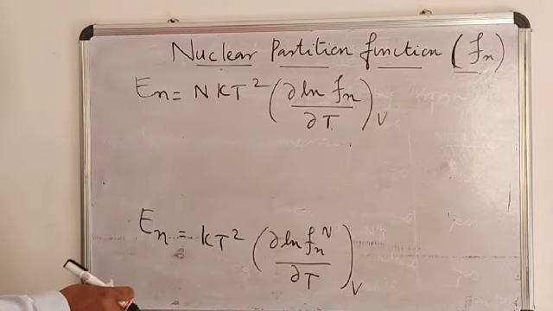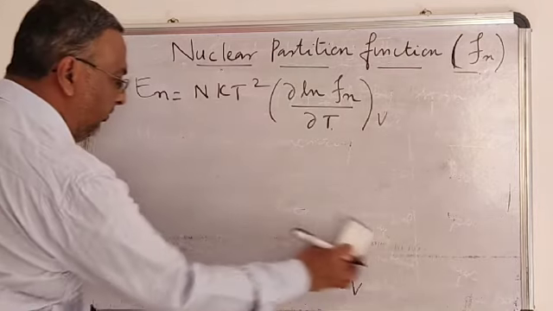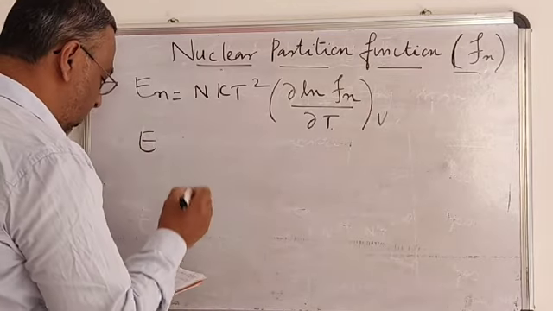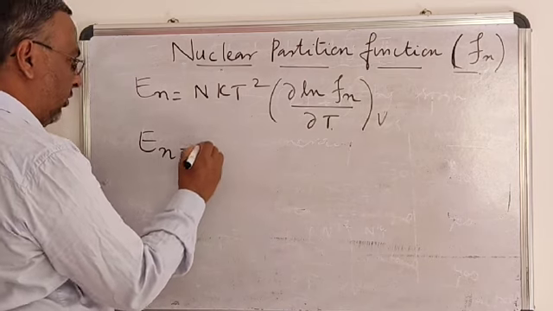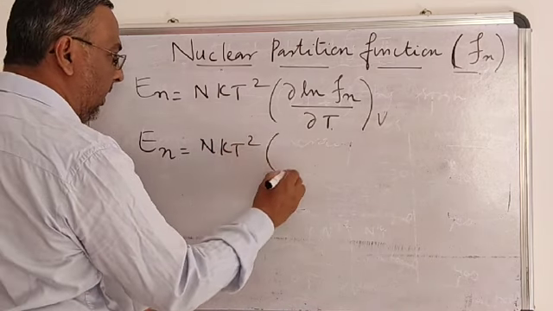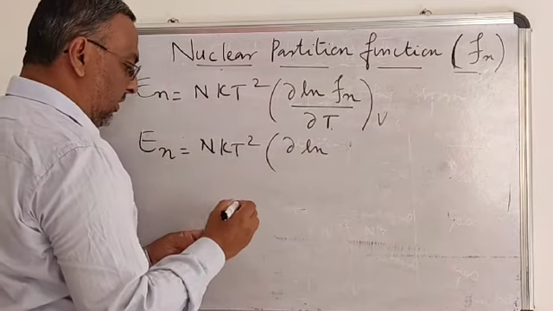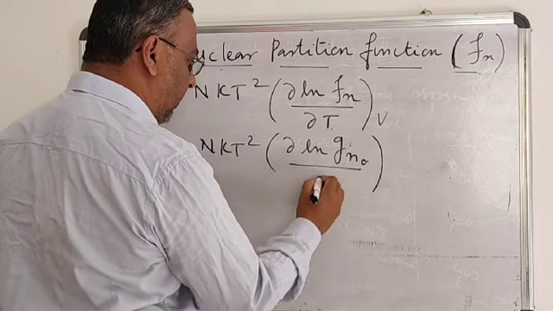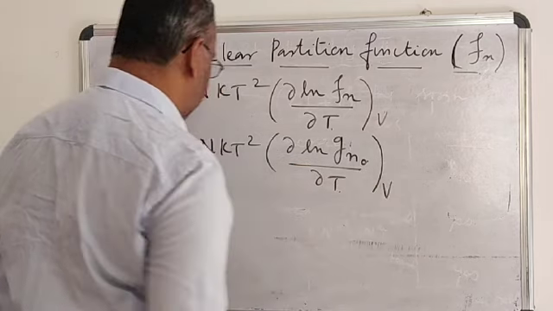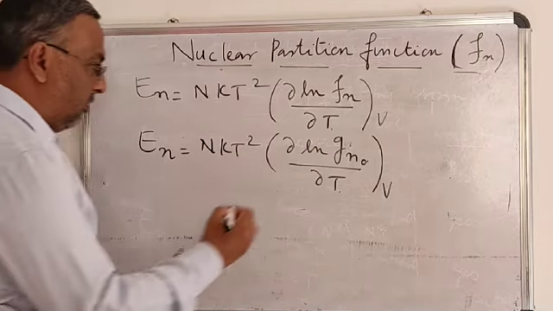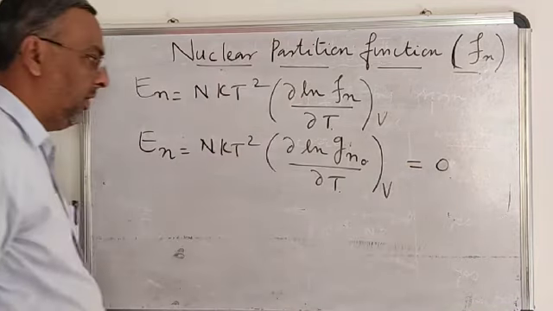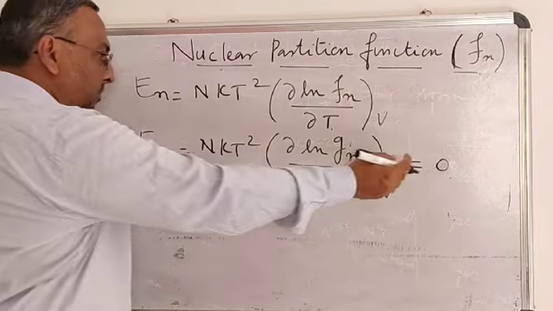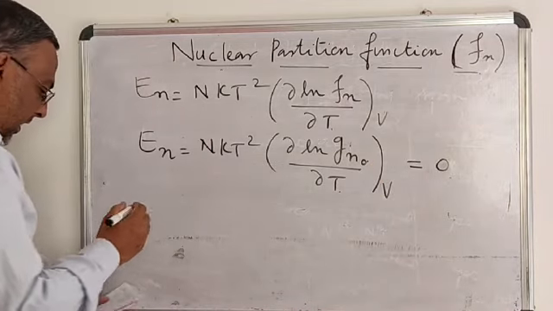Okay, and I am substituting the value of the nuclear partition function so that I can find out the energy of nucleons, which will be equal to N kT square dou ln, this is nothing but the degeneracy of the nucleus in the ground state, divided by dou T at constant volume. Automatically this will be equal to 0. That means the energy of the nucleons which are present in the ground state will be equal to 0.